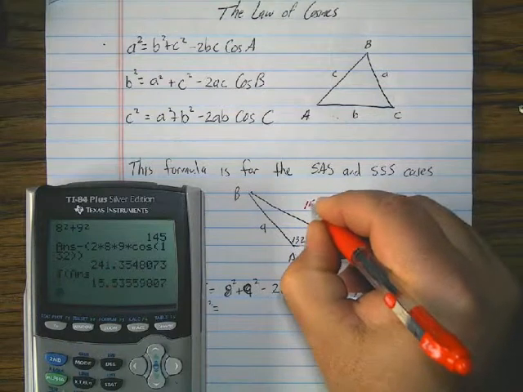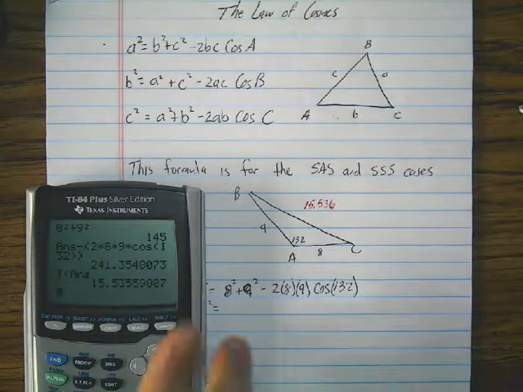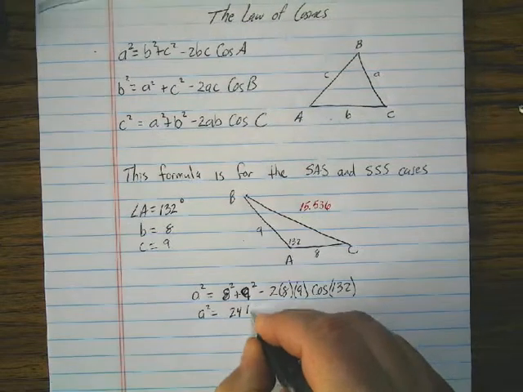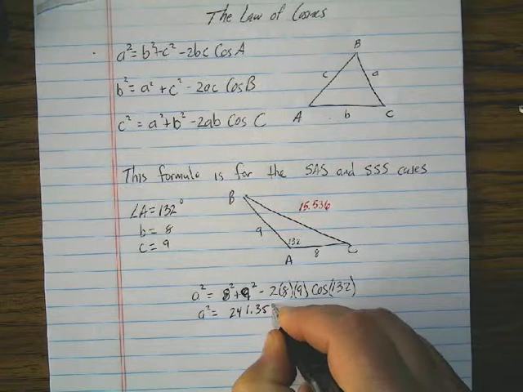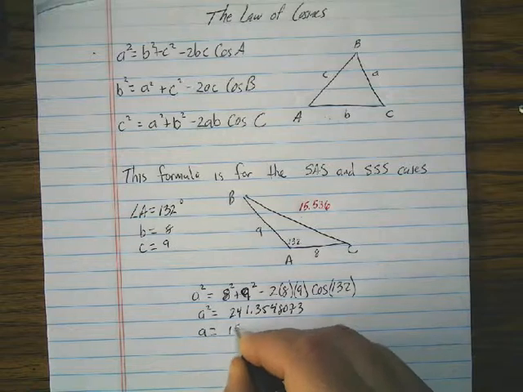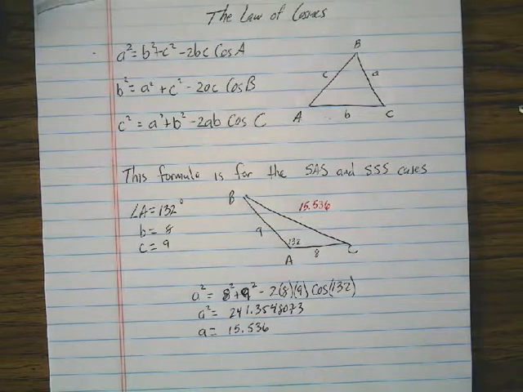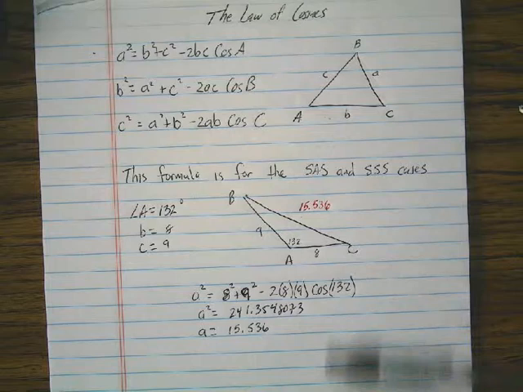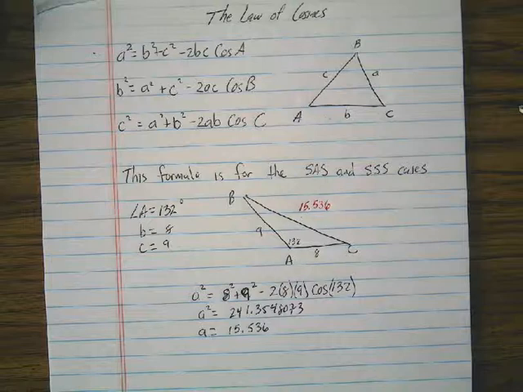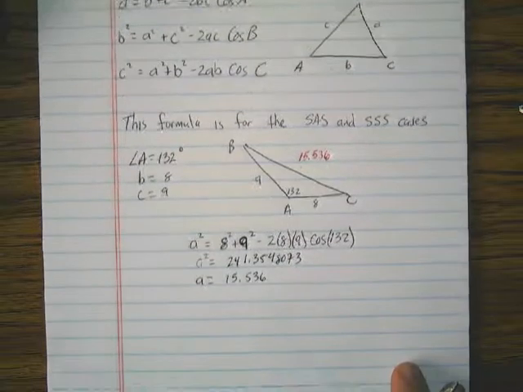Okay, so that's what we got for that side. We know that a squared was roughly 241.3548073, and then we took the square root, and then we rounded off to approximately 15.536. Now it's up to you which way you would like to do it, but we're going to use the law of sines, because now we have an angle and its opposite side. So we can switch from the law of cosines to the law of sines in the middle of a problem.